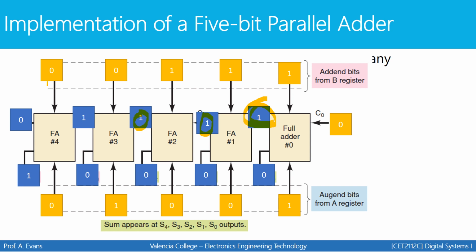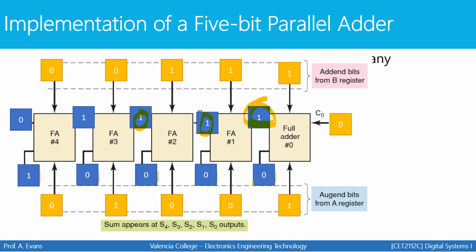So when we add the number 00111 to the number 01001, the final answer is 10000. And ask yourself, does that make sense? 00111, that's 7. 01001 is 9. 7 plus 9 is 16. And this answer, 10000, is 16. So it is adding that up correctly.